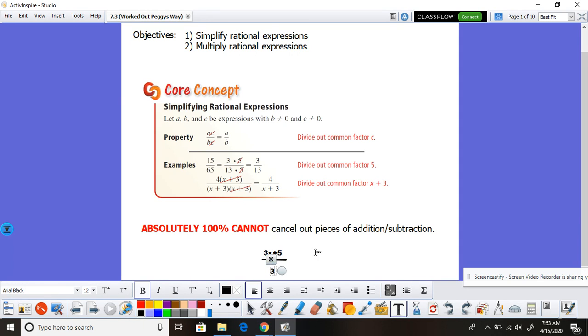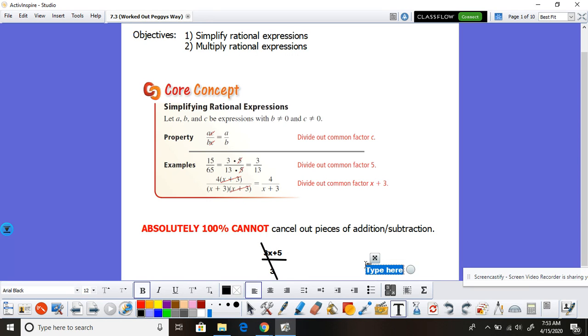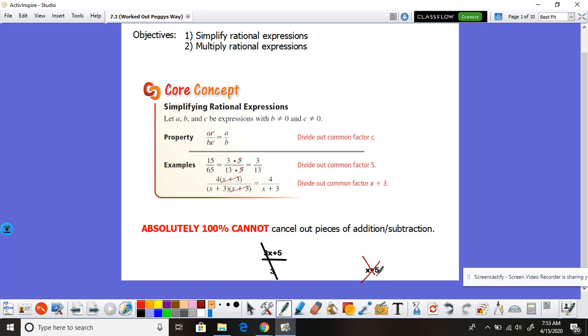What a lot of people like to do is they see this and they say, oh, look, we have a 3 and we have a 3. So let's cancel that out and we're just left with x plus 5. This is not accurate. You cannot do this. Don't do it. It has to be a complete factor of both the numerator and the denominator.